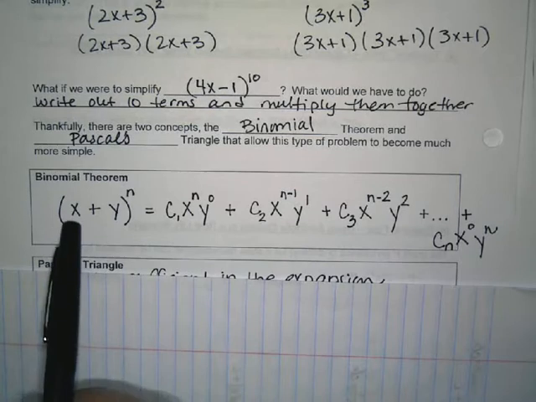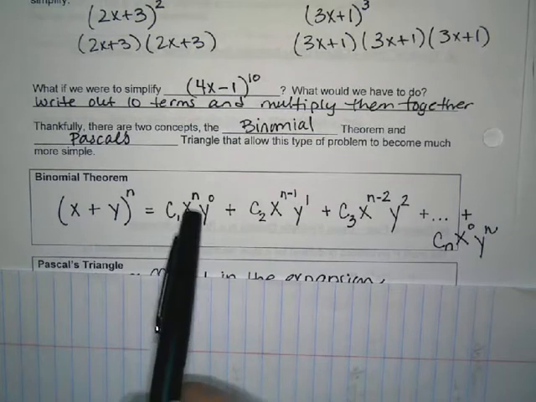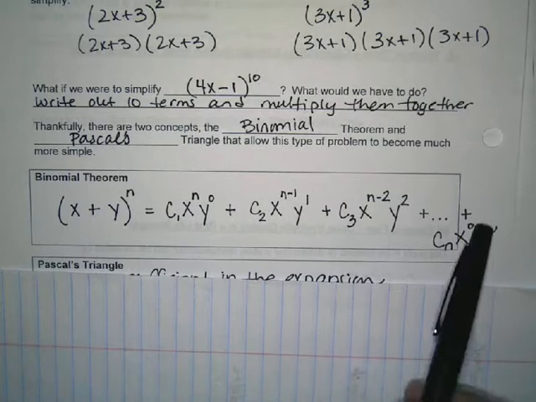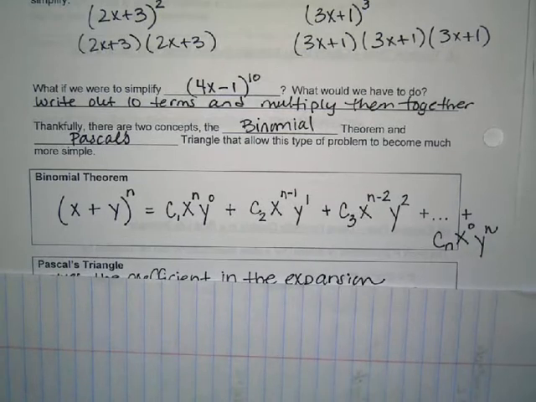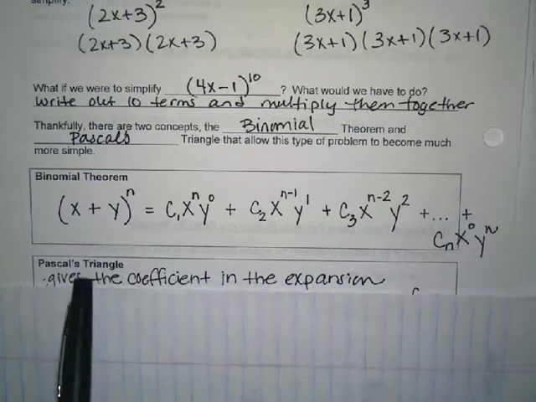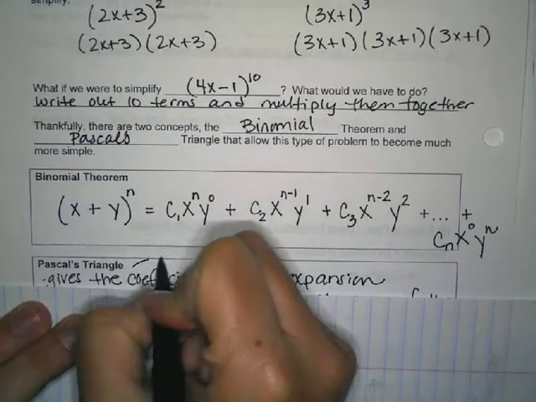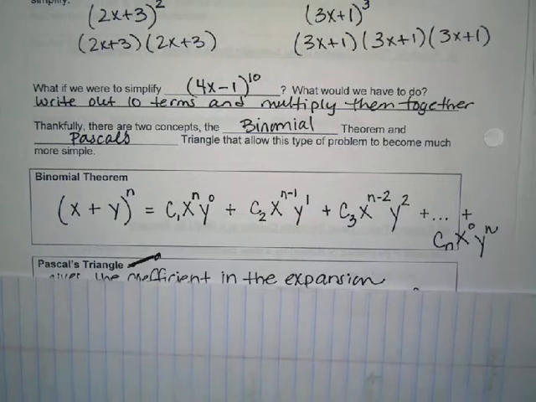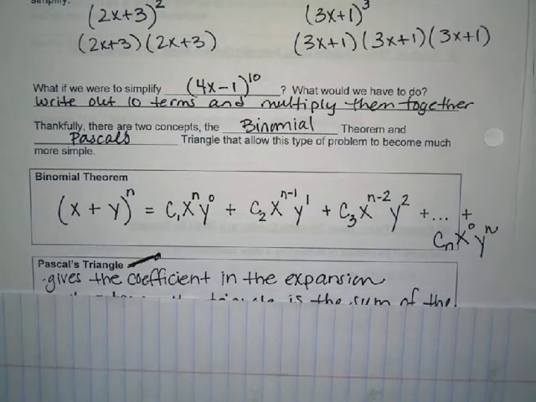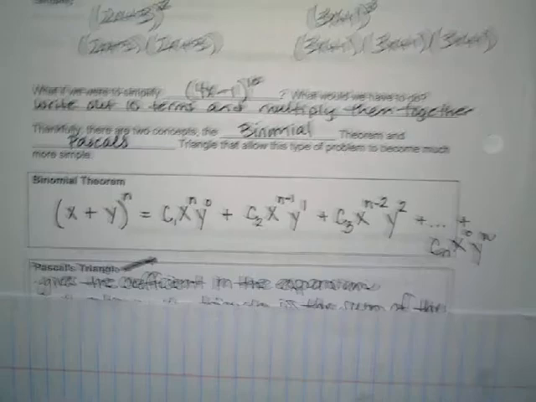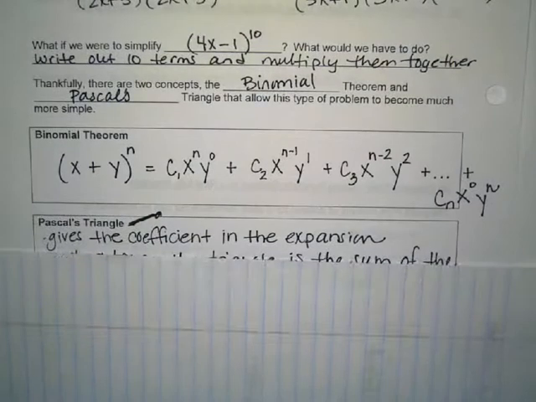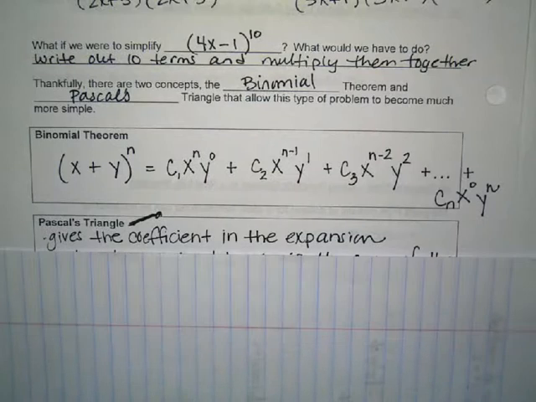One of the terms in your parenthesis will decrease in exponents, and the other term will increase in exponents. Now, Pascal's triangle gives the coefficient in your expansion. So we have all these C values, but I don't know what C is unless I use Pascal's triangle to figure it out.